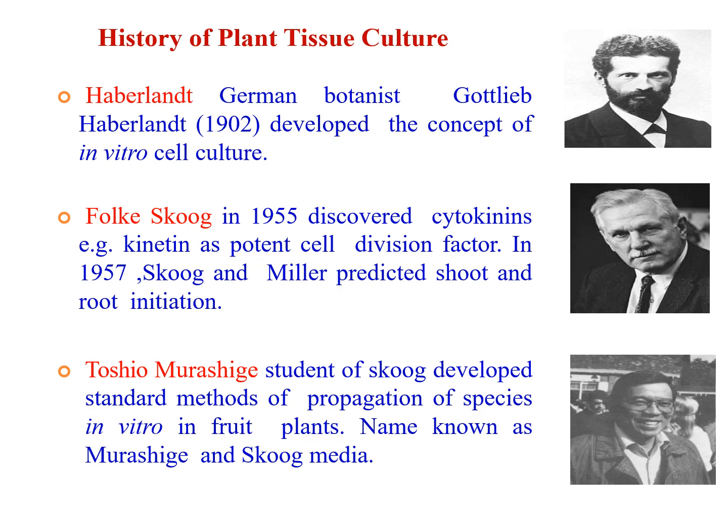Likewise in 1957, the renowned scientist Dr. Skoog, with a scientist called Miller, predicted that shoot as well as root initiation may be done by using growth hormones. This was followed by the student of Skoog, Mr. Murashige, who developed a standard protocol for the species in vitro, called the Murashige and Skoog medium.